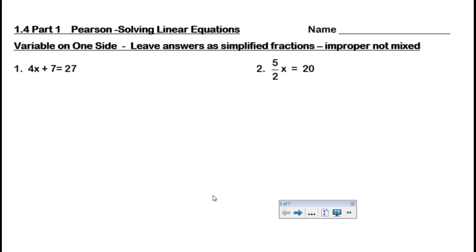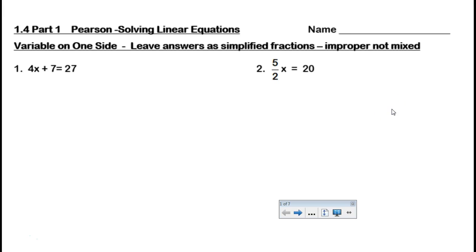Hello, this is the first part of 1.4 from the Pearson Algebra 2 book. We're just going to be solving some linear equations. They're going to be kind of nasty, some of them, frankly, with some fractions, some multi-steps, some distribution. So we have all different kinds we're going to have to be masters of. I know you did a lot of this in Algebra 1. We're just going to kind of beef it up here in Algebra 2, but let's start with the basics.